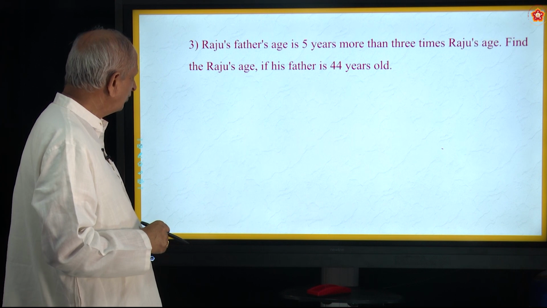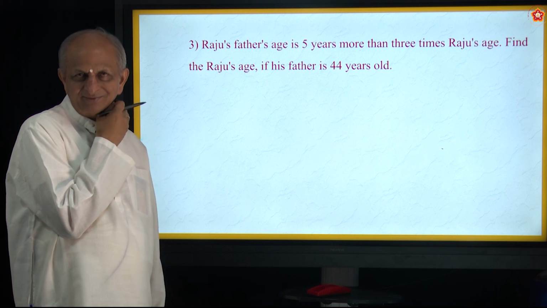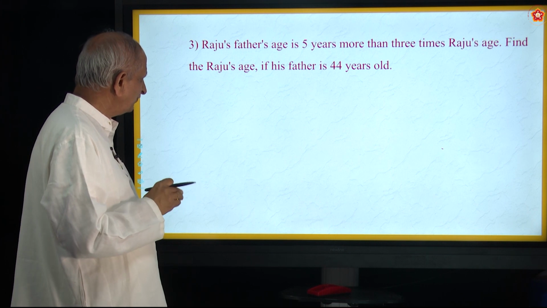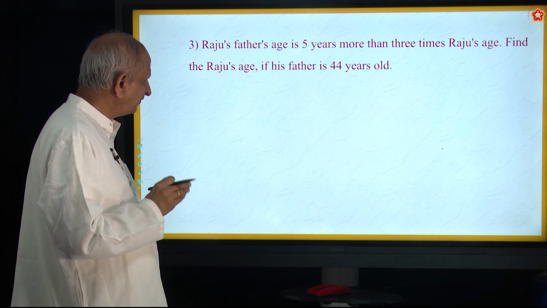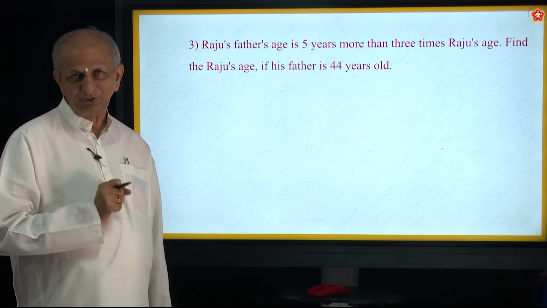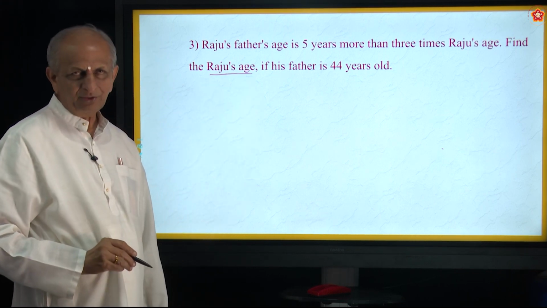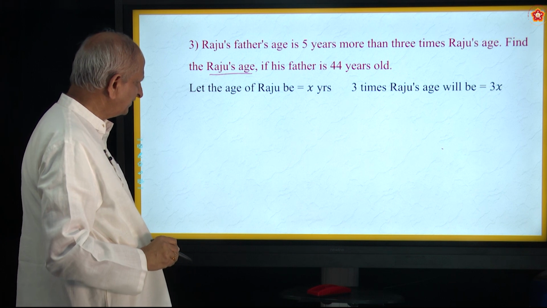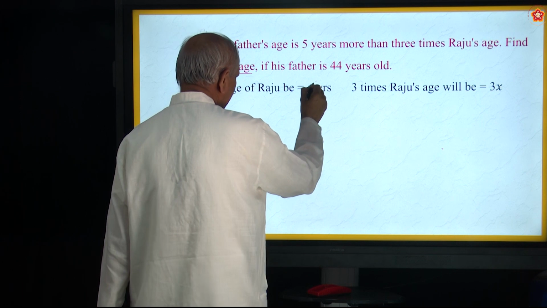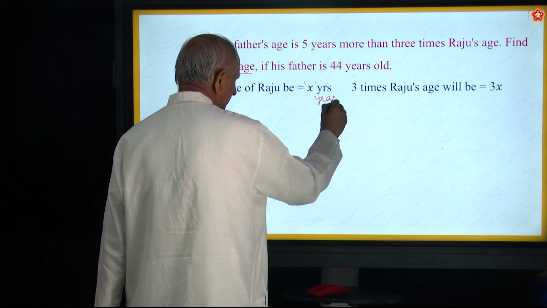Now we will pass on to one more question. Anybody Raju here? Yeah. Ramu is changed to Raju now. Raju's father's age is 5 years more than 3 times Raju's age. Now, what is asked here, that you must know. You are asked about Raju's age. So, what is to be found out? You must take it as x. So, Raju's age is x years. YRS means years. Don't confuse. It is years.